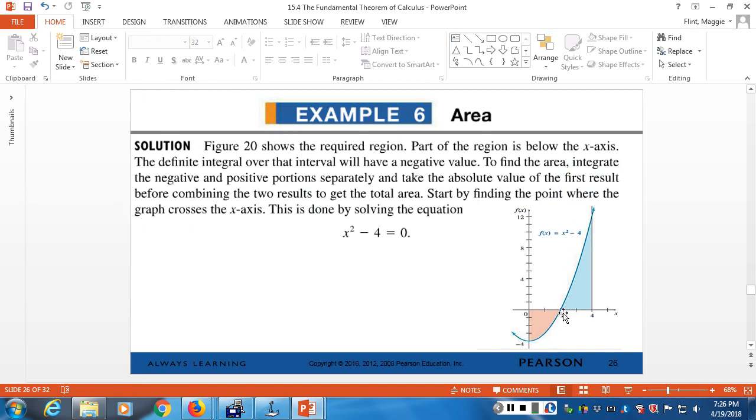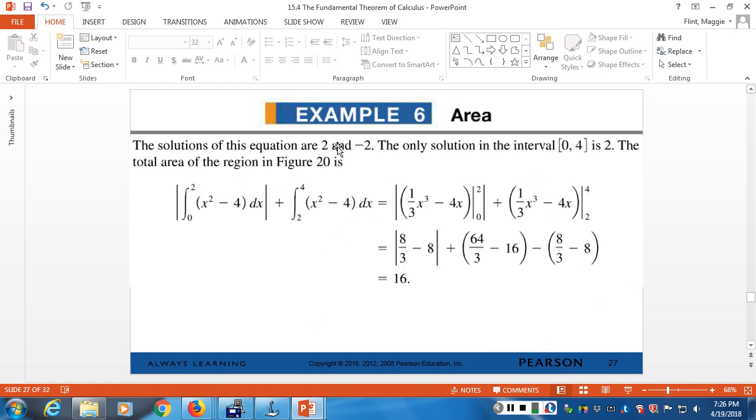So what has to happen is we have to recognize that, remember I said that you may have to break it into two areas and find this area plus this area because the graph does something funky. It has an x-intercept so that part of your area is below the x-axis and part of it's above the x-axis. This suggests that you set that equal to 0 and solve for x. Well, yeah, you can do that.